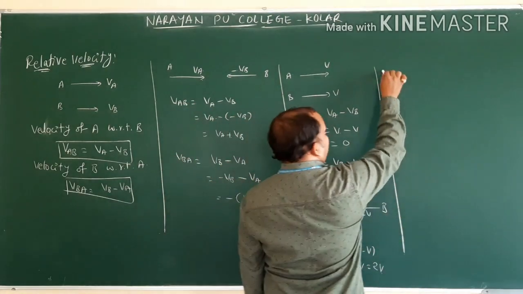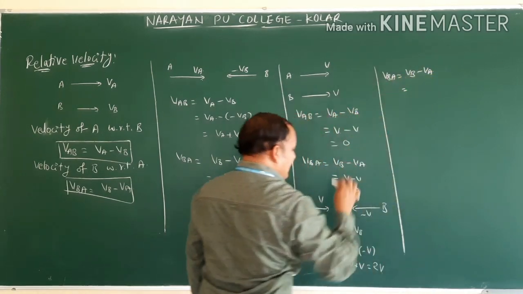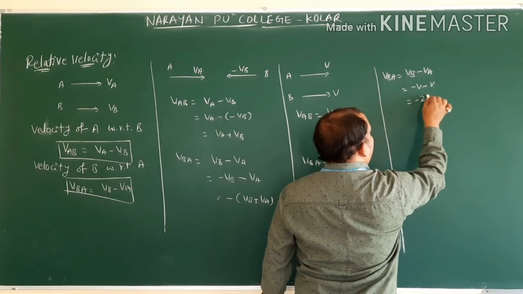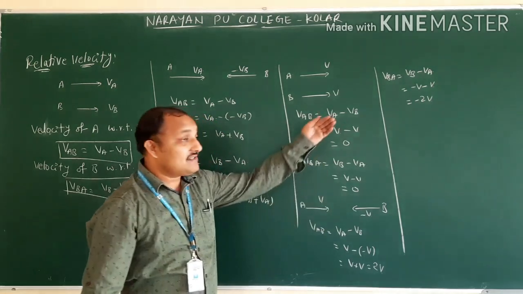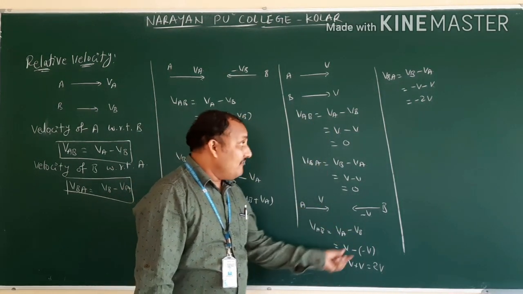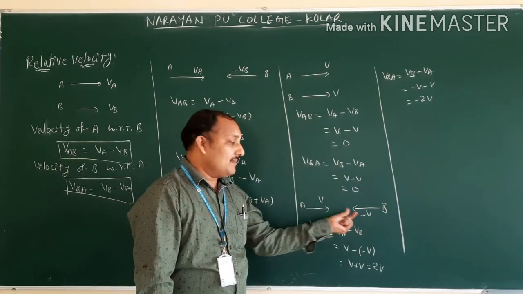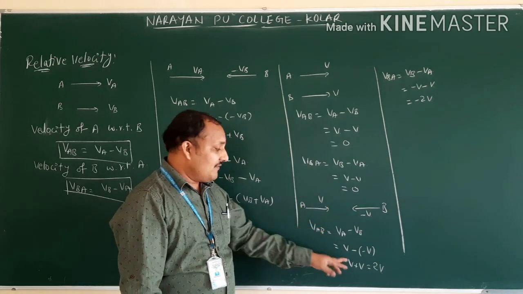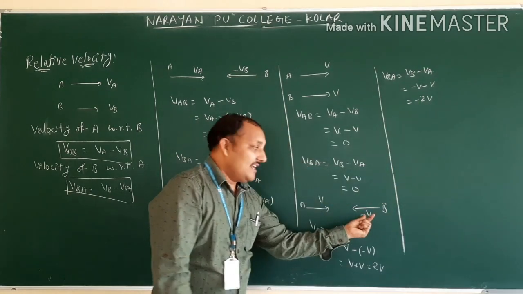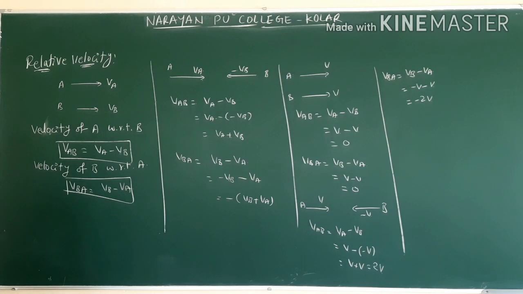What will you get for VBA? VB minus VA. VB is minus V, so you get minus 2V. Here the minus gives the direction. VAB is in the forward direction, in the direction of A. VBA is in the direction of B, because here the negative is dominating. If we got positive, it is in the direction of A; if we got negative, it is in the direction of B. Understood? That is nothing but relative velocity.